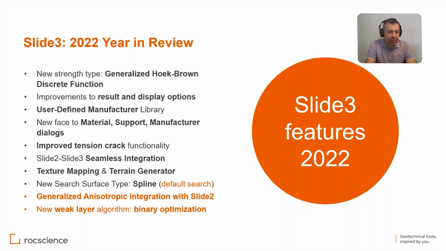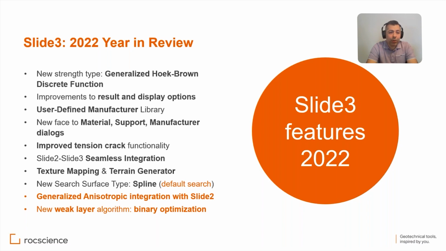For Slide3, the same as Slide2, we have had so many new features. Generalized Hoek-Brown discrete function as a new material type. We had several improvements to the results, interpretation, and display options. We added user-defined manufacturer library to Slide3 as well. We changed all the material support and manufacturer library dialogues, and we improved the functionality of tension crack.